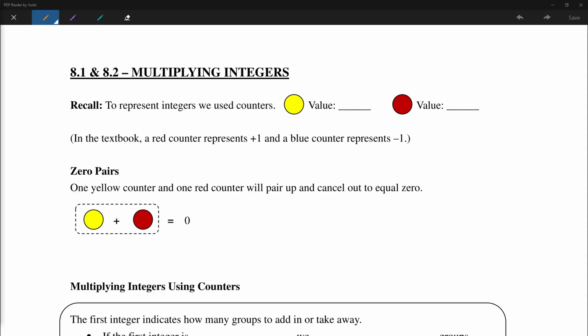Hello everyone, so today we're going to go over sections 8.1 and 8.2, multiplying integers. We'll be using counters, these two here. The yellow counter in our notes will be +1, and the red counter will represent -1. A pair of yellow and red counters will be +1 plus -1, which of course is equal to 0. And we'll be using these to multiply integers.